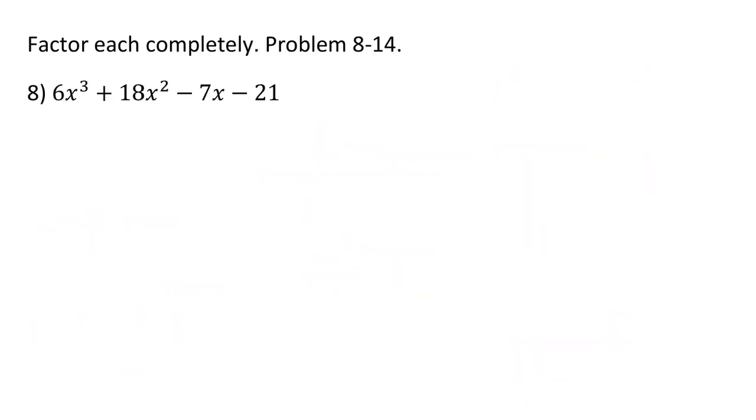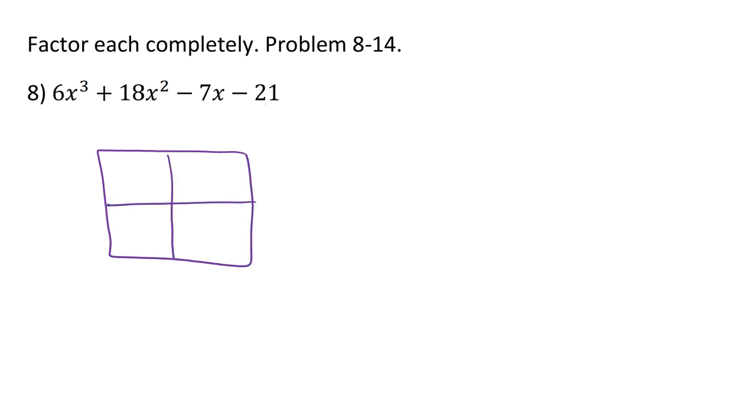Number 8. So 8 through 14 is going to be factoring problems. This is what we did the past 2 days. We have 4 terms, but once again, you should always check to see if there's a GCF. Only 3 of the terms have x's, so there's no x GCF. We have a 6, an 18, a 7, and a 21. Sadly, they do not all have something in common. So we can go straight to the box.